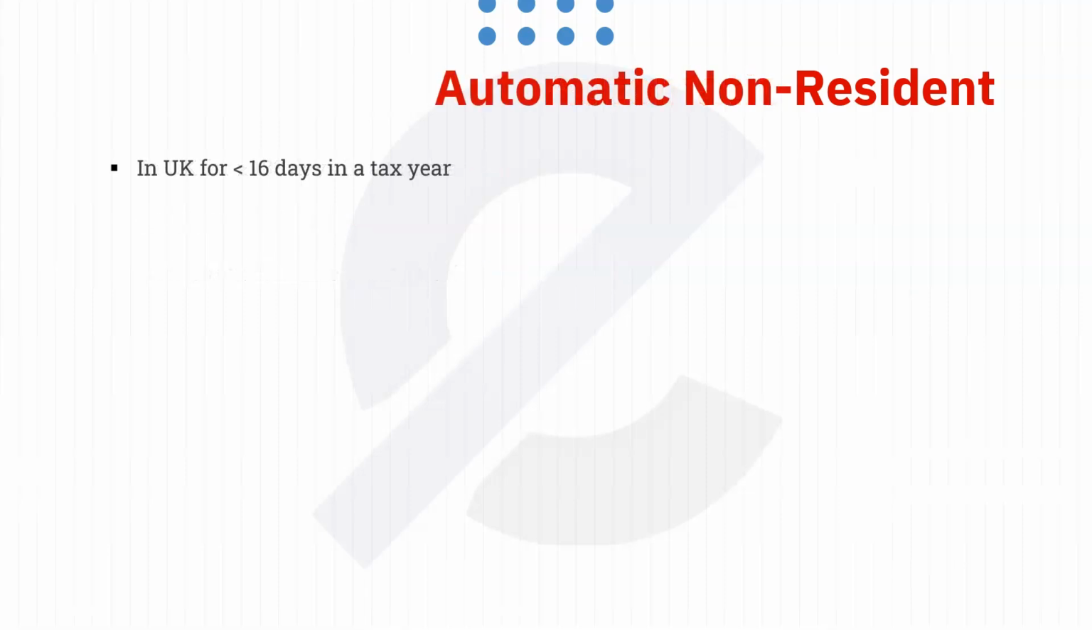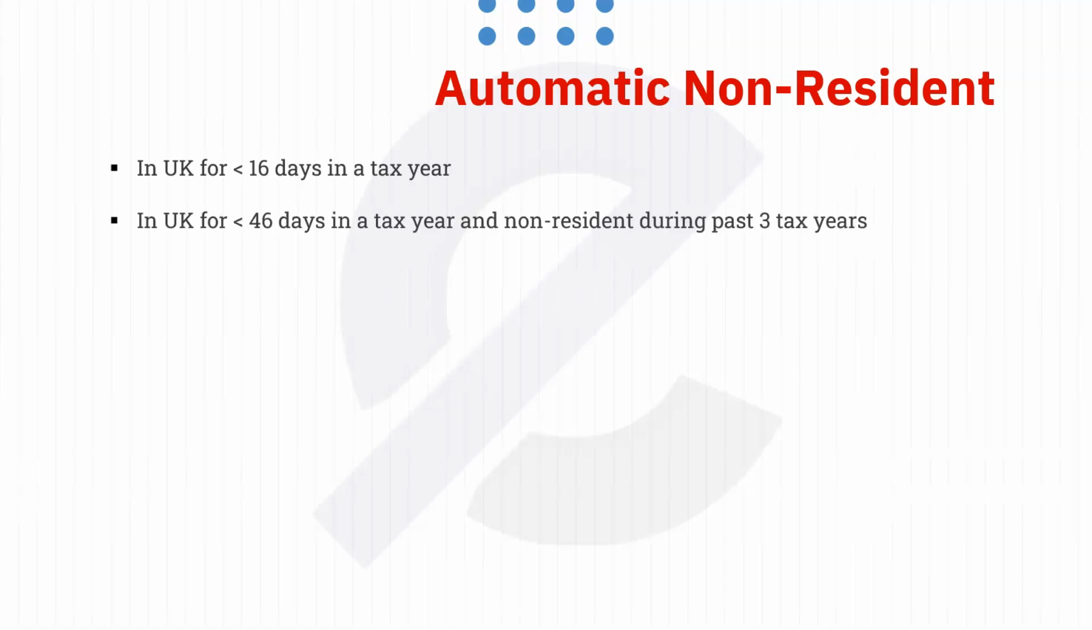On the other hand, an individual who's been in the UK for less than 16 days in a tax year is automatically considered to be a non-resident, and they will only be liable to UK income tax on income earned during the tax year. Other criteria for automatic non-residency is when an individual has been in the UK for less than 46 days and has been treated as a non-resident for the past 3 tax years, or if the individual has been in the UK for less than 91 days and works full-time in another country.